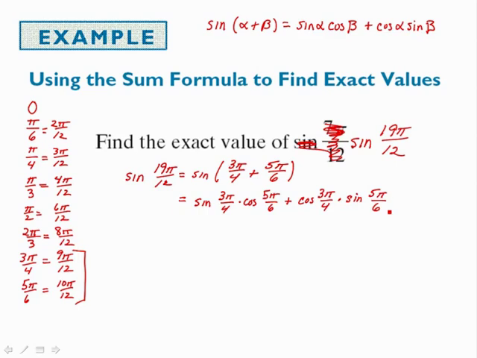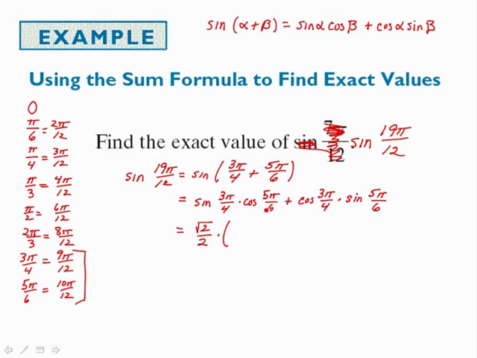So it's going to be... what's the sine of 3 pi over 4? Positive square root of 2 over 2, times cosine of 5 pi over 6. Sorry, is this going to be subtraction? This here? No. When it's the sine, when this is a plus, this is also a plus. When it's a cosine, it's the other way around.